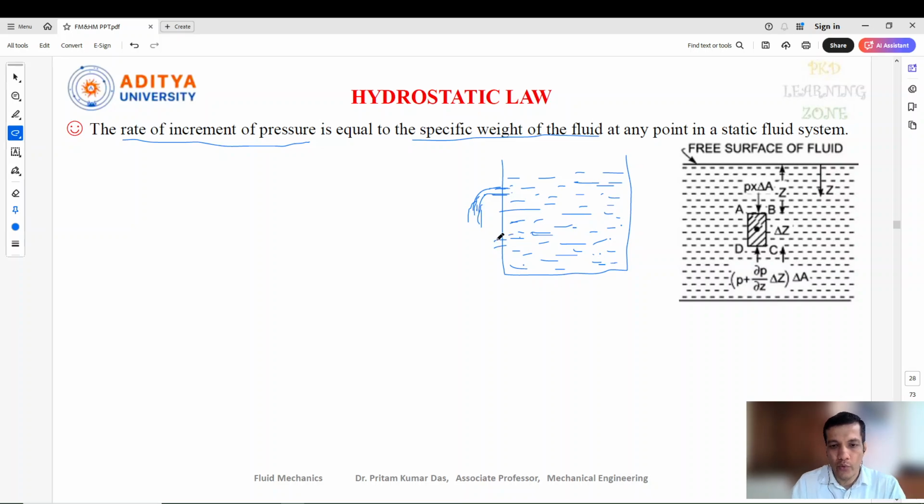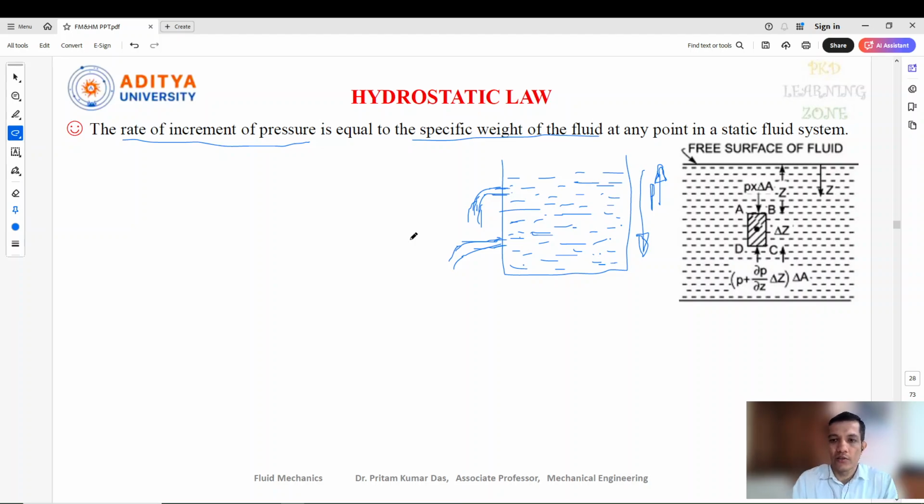But if you put a hole here or a little bit lower, you can see the discharge of this liquid travels a little more distance, with a higher pressure and higher speed. It indicates that if you go in the downward direction in a fluid in a container, the pressure will increase. Now this law states that the rate of increment of pressure is equal to the specific weight of the fluid, moving in the downward direction. That we need to prove actually.